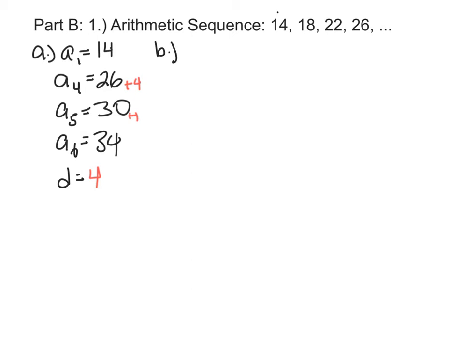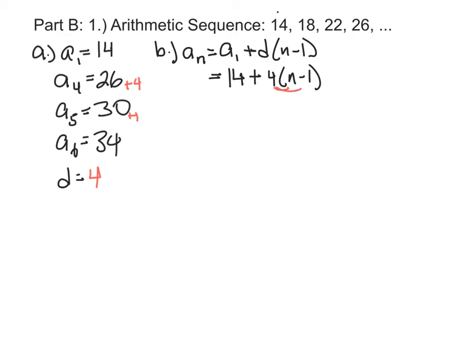Knowing the first term and what the common difference is is enough to come up with an expression for the nth term. Because a sub n is the first term plus common difference times n minus 1. So in our case, our first term is 14. The common difference we said was 4. And we don't know what n is, so that's going to be n minus 1. Now we can simplify this just by first distributing the 4 throughout. So we'll have 14 plus 4n minus 4, which would be 4n plus 10. And that's a nice simplified expression for it.